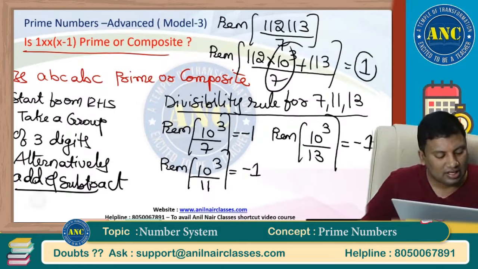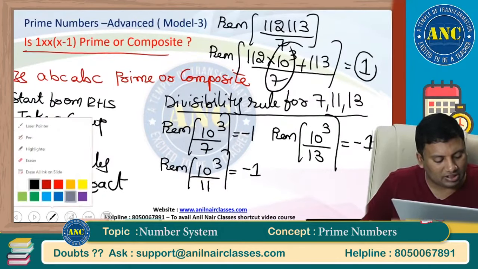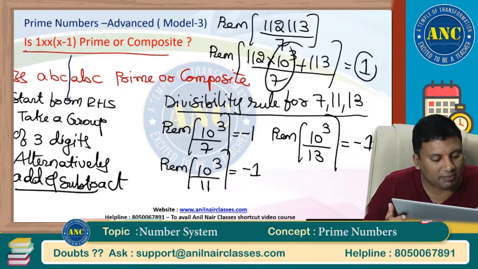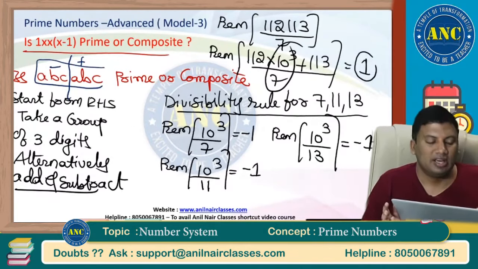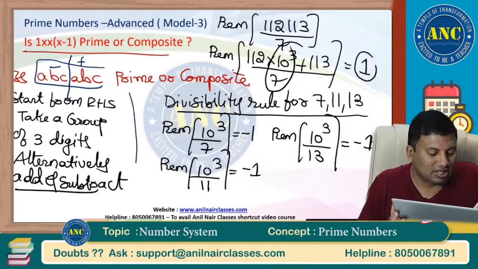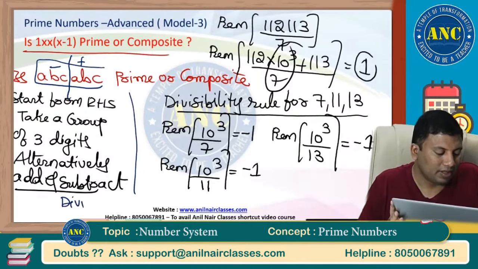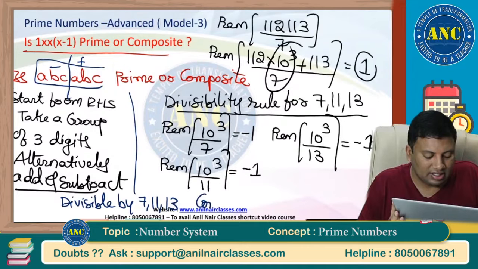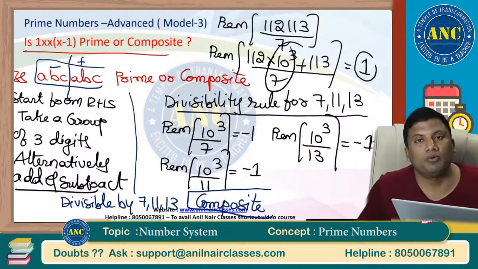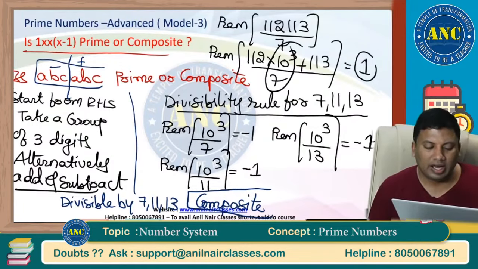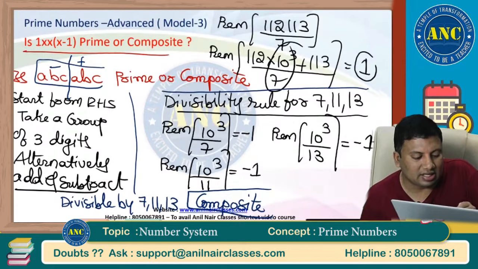Now see here. If I take a group of 3 digits, alternately add and subtract, plus minus ABC minus ABC, it is 0. That means this number is divisible by 7, 11, 13. Right? So, the answer is composite number. Proving that a number is composite is much easier than proving that a number is prime. I hope the idea is clear.